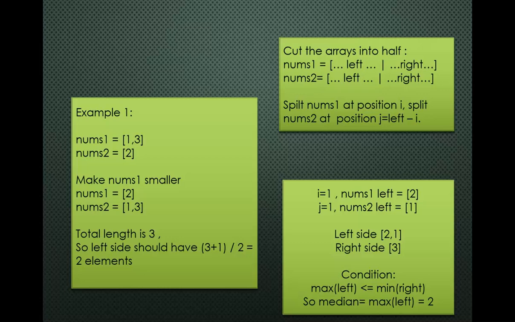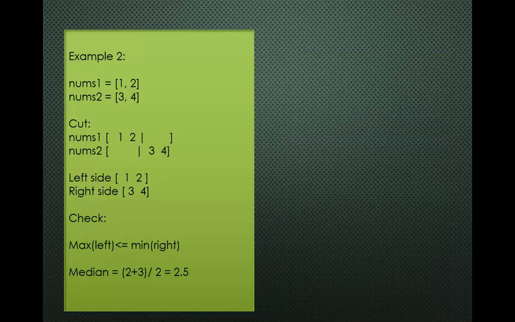So now check the condition. Look, the maximum of left is less than or equal to the minimum of right. So the median is equal to the maximum of left, which is equal to 2. Very simple. Initially it was looking scary, but now it has become simple. So I have another example for you.